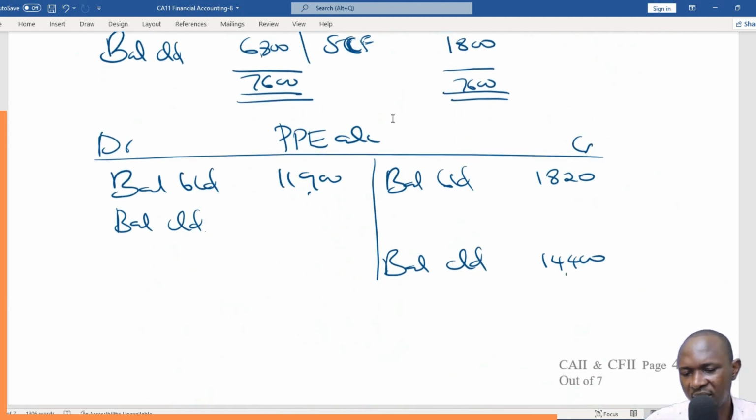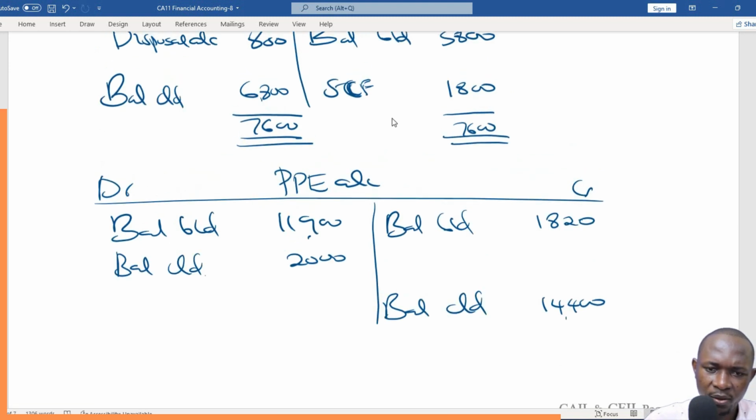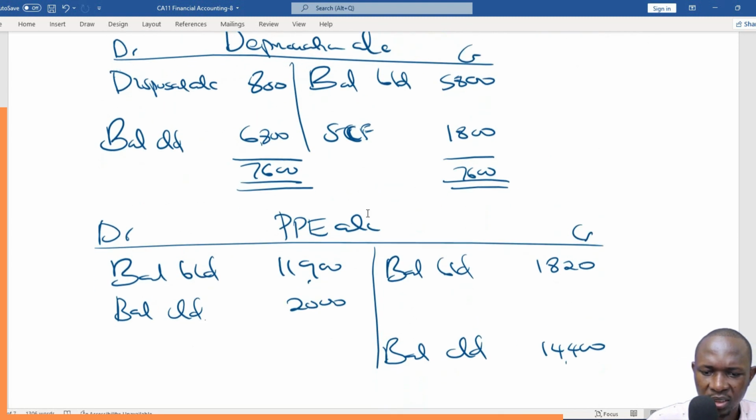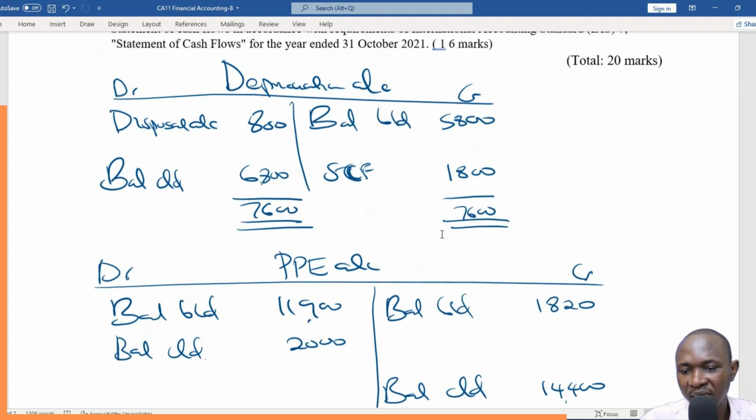So that the following year it starts with the balance on the credit side. So 2,000, like that. Then there was also something on disposal. There was an asset that was disposed, so we have to show that that asset has been disposed. There was an asset which was disposed, which has to be captured here.